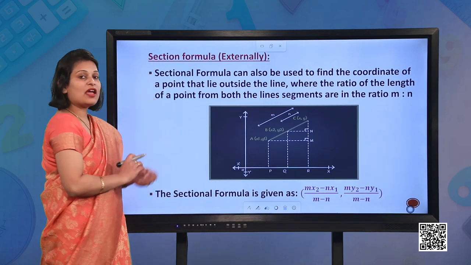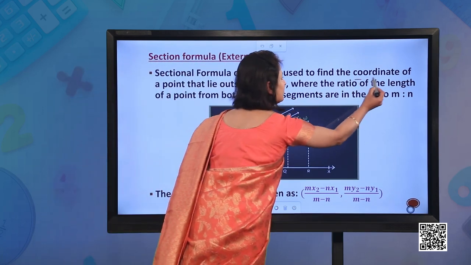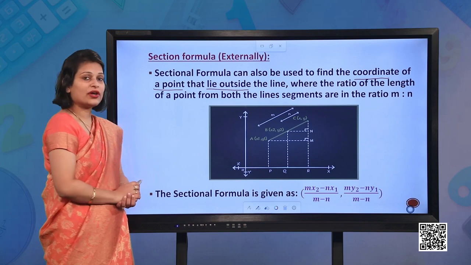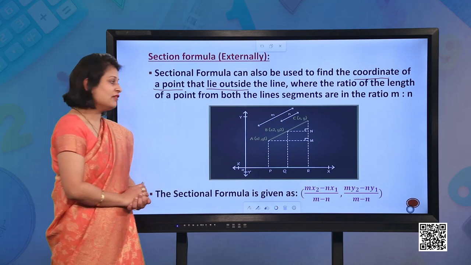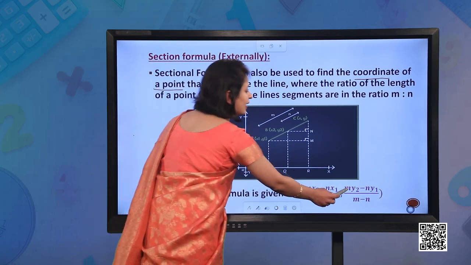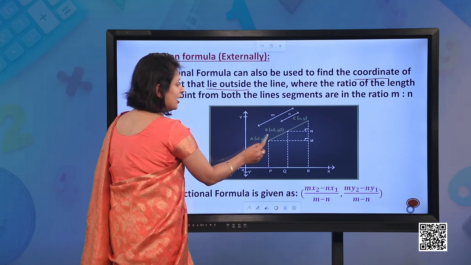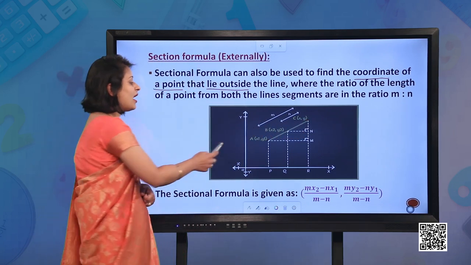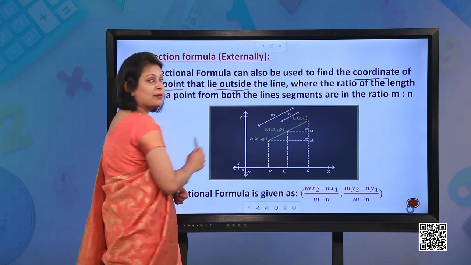Now, since we have used the section formula for internal division, the section formula can also be used to find the coordinates of a point that lies outside the line segment, where the lengths from that point to both ends are in the ratio m is to n. So the section formula is given by (mx2 minus nx1) upon (m minus n), and (my2 minus ny1) upon (m minus n). As you can see, this is point A, this is point B, and this is point C. We need to find the coordinates of point C, where A is (x1, y1) and B is (x2, y2), which is divided by the point C in the ratio m is to n.